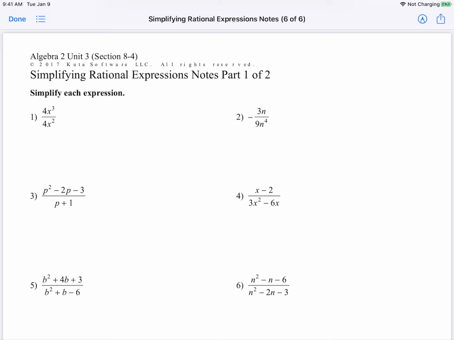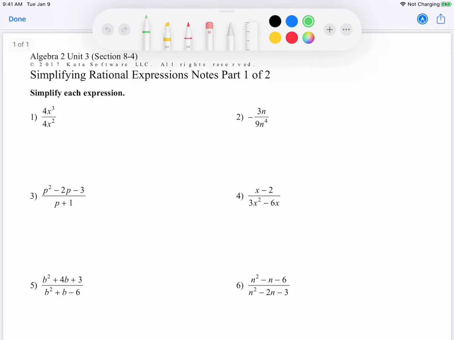All right, so now we're going to look at some examples of how to simplify rational expressions, as well as how to determine if there are any holes or vertical asymptotes. We're not going to worry necessarily about horizontal asymptotes with these. That'll come a little bit later. So right now, instead of just simplifying, we also want to identify all holes and vertical asymptotes.